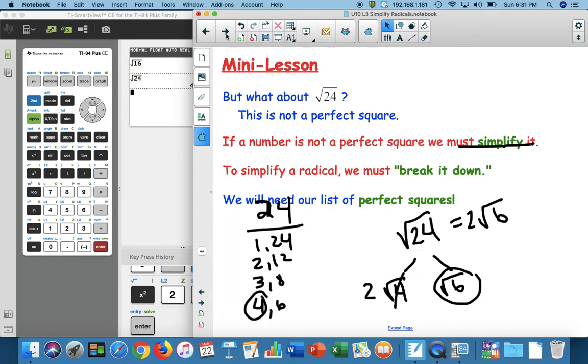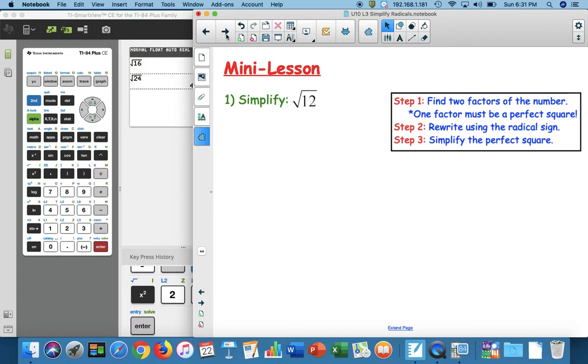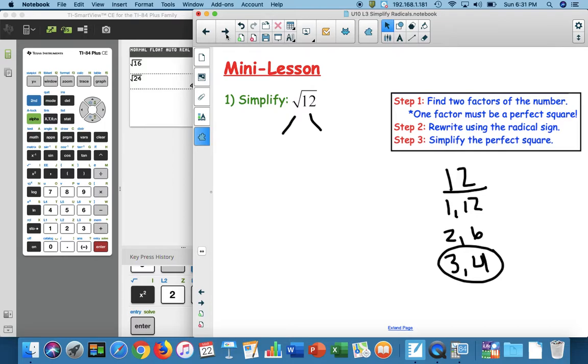Let's see what we got here. So here we have simplifying the square root of 12. All right? So let's simplify the square root of 12. Once again, we need our factors of 12. So I'm going to go under the box here and write our factors of 12. We have 1 and 12, 2 and 6, 3 and 4. Hopefully, once again, you realize that the only perfect squares are 3 and 4. So we're going to do our little tree, 4 and 3.